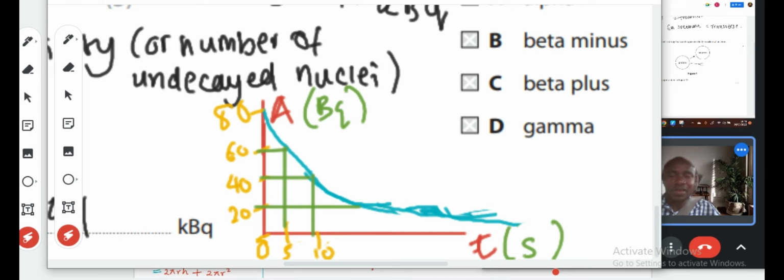This is how you check. When it started at time 0, what was the activity? So how long did it take the activity to halve itself? No, how long did it take the activity to become half of its initial value? Are you sure it's 5 seconds? At 5 seconds, the activity is 60. 10 seconds. So what's the half-life?